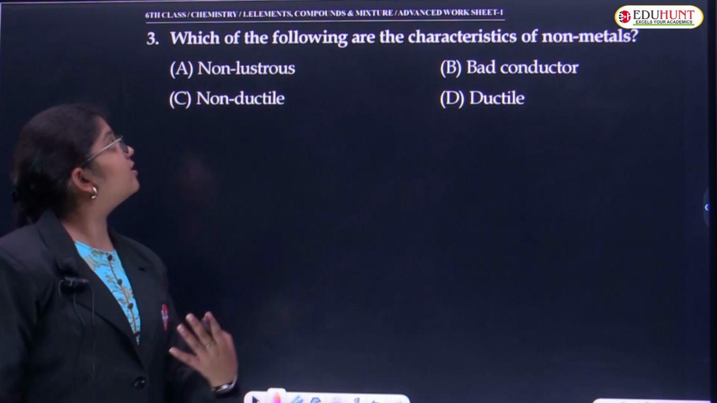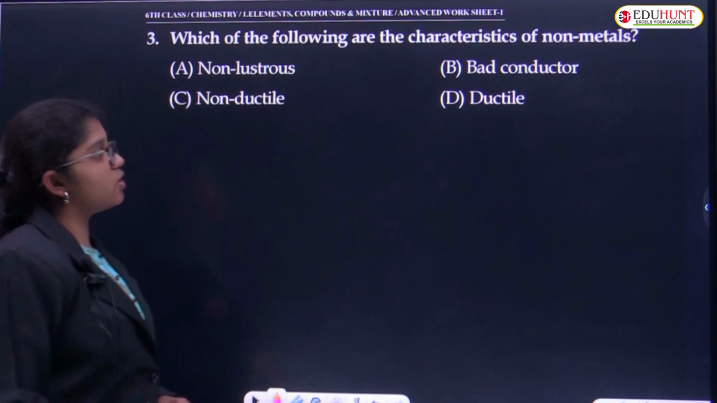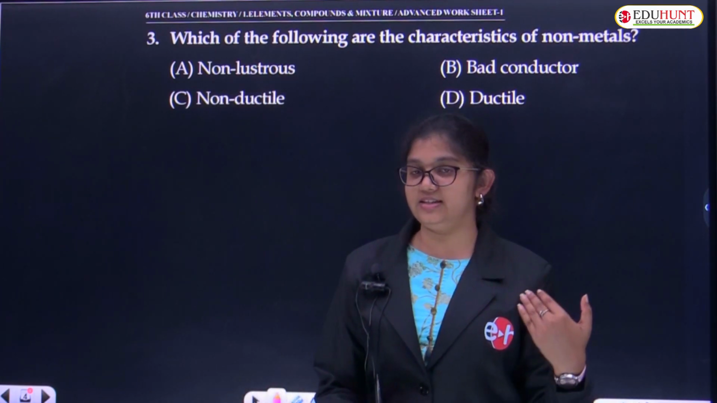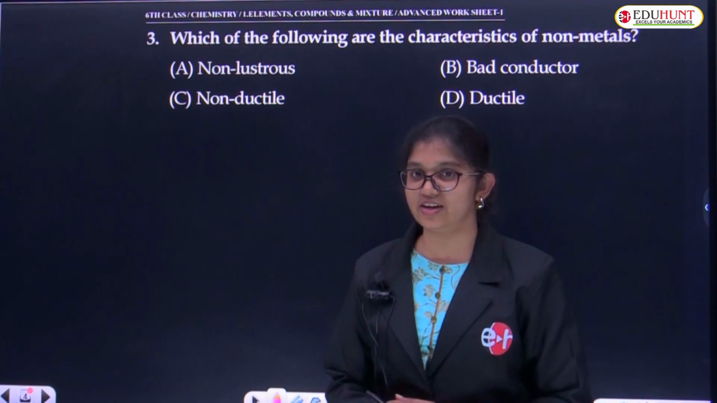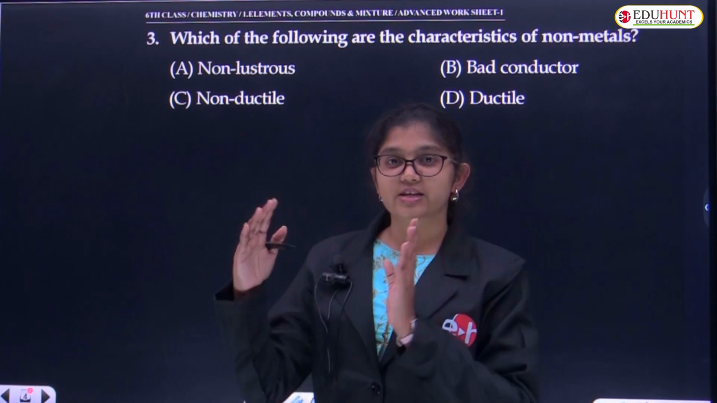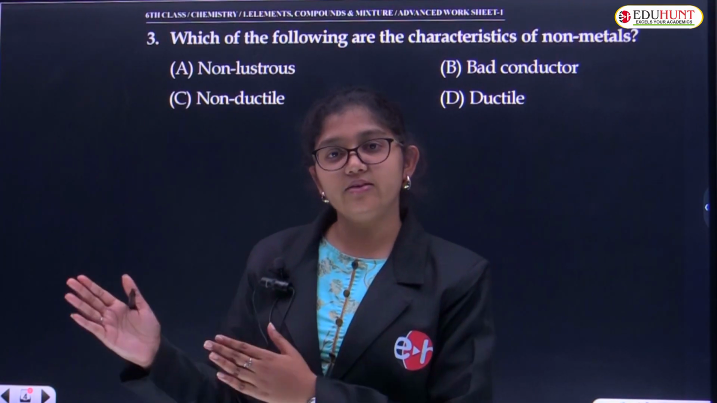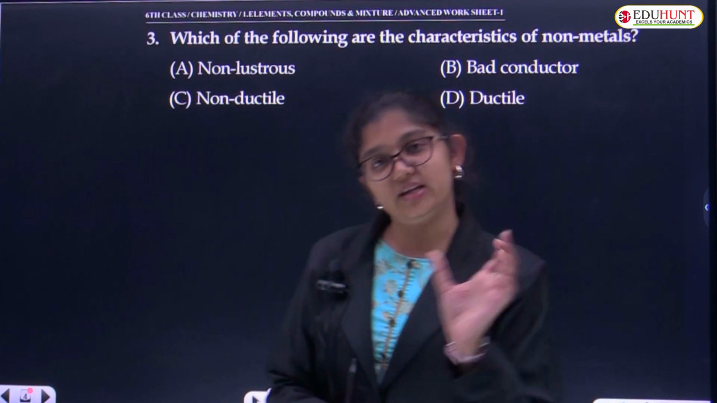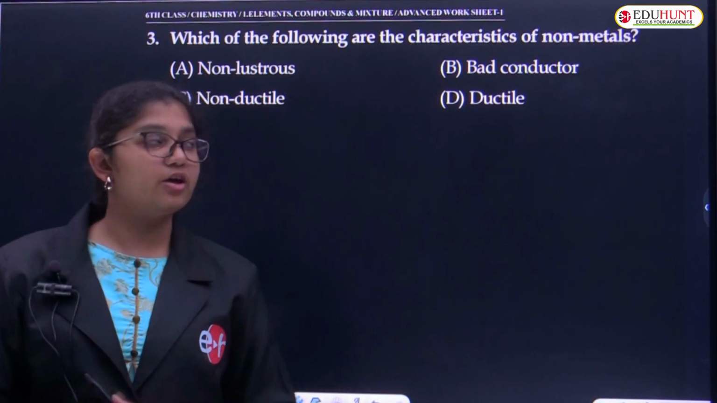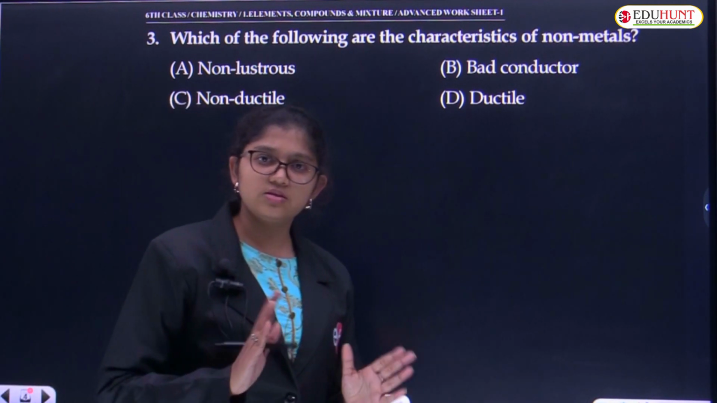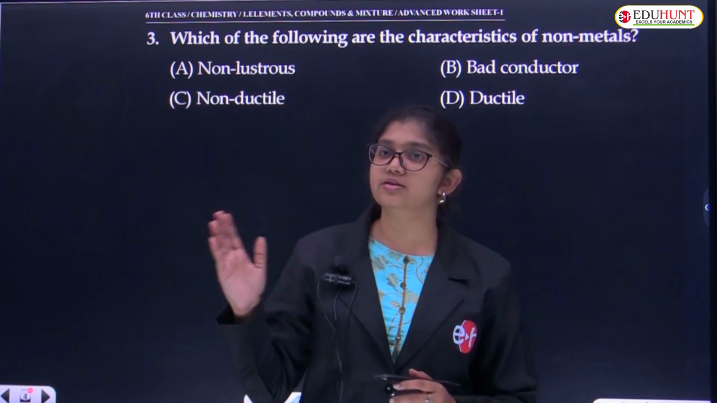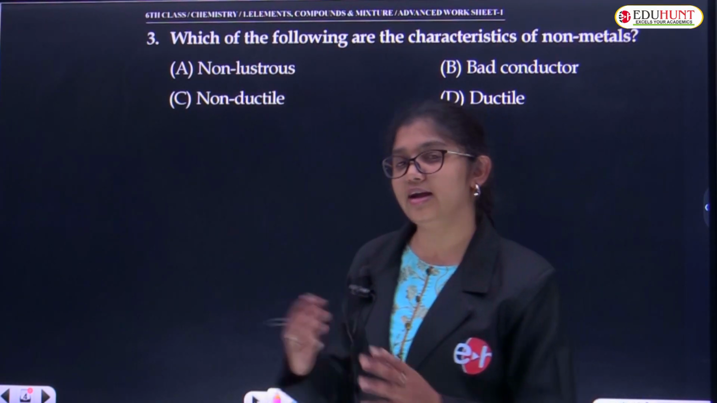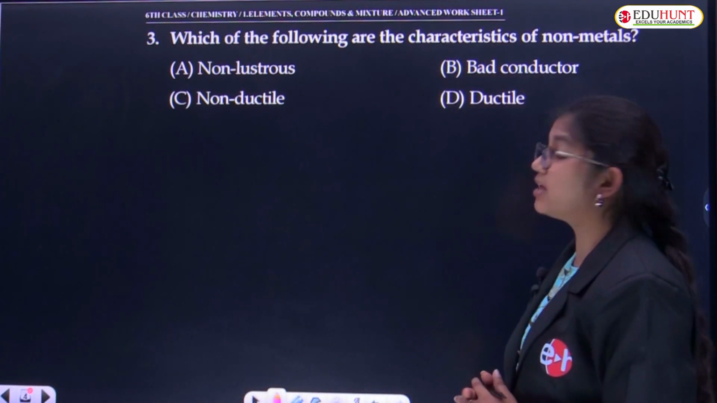Question number 3. Which of the following are the characteristics of non-metals? Okay, very good. Non-metals do have some specific qualities that are quite opposite to that of metals, right? The word itself says non-metals, opposite to metals. And here we know metals are good conductors, ductile, malleable, and having high boiling point, high melting point. They conduct electricity well, and they're lustrous too.